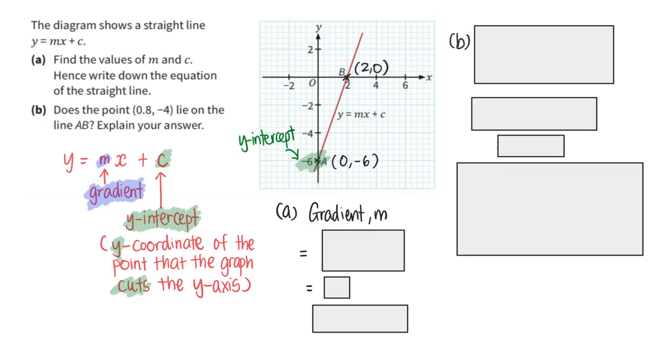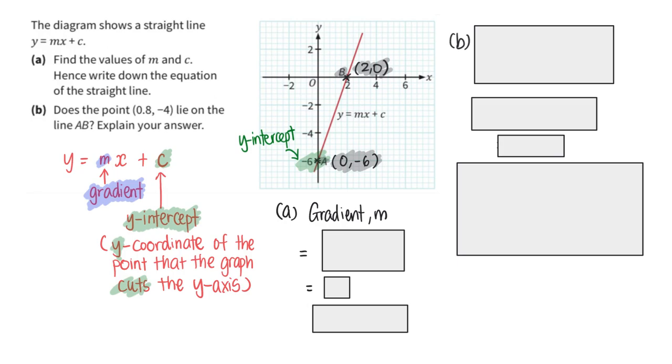Okay, so with that knowledge in, I can proceed to do part A, where they ask us to find the values of m and c, and after that write down the equation of the line. So step 1, I would get two nice points, point A and point B, and write out their coordinates, because then I can apply my formula for gradient.